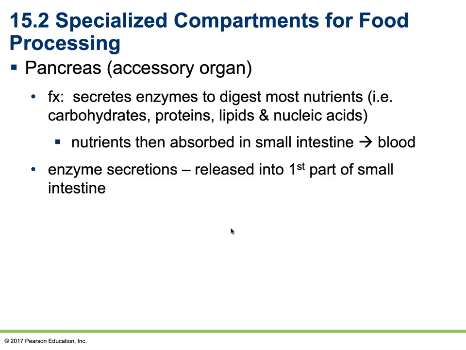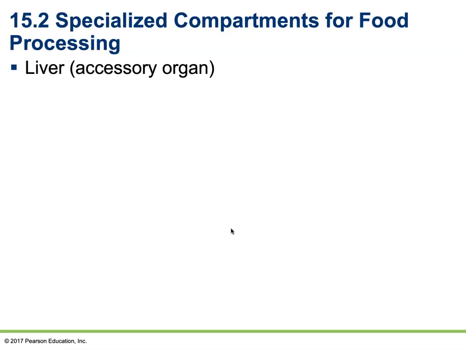This is going to drain from the pancreas into the pancreatic duct, which fuses with the common bile duct before entering the small intestine. The liver is also going to be an important accessory organ in our digestive system. This is going to be our largest internal organ. Its primary function is going to be to produce bile.